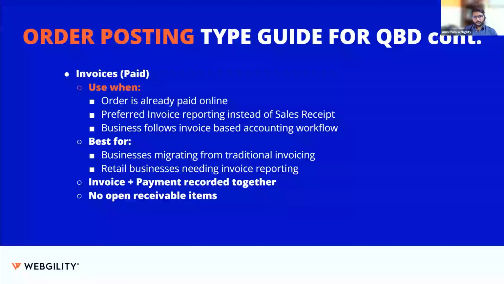Invoices and payments, as mentioned, are recorded at the same time, and there is no open receivable item left beyond this point. When we are configuring the Amazon stores and Shopify stores where we receive the payouts, we generally suggest or recommend using invoices unpaid. And at the time when the payout is being posted to your QuickBooks, Webgility is smart enough to collect the payments and convert all those unpaid invoices to paid invoices so that you don't have to do it manually for each and every individual order. So that was about paid invoices, John.